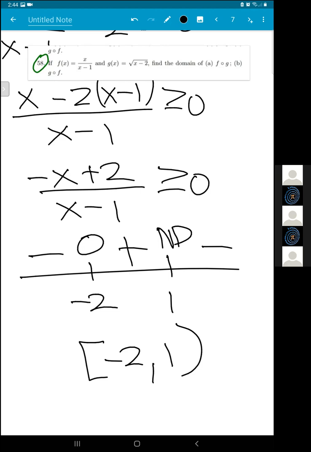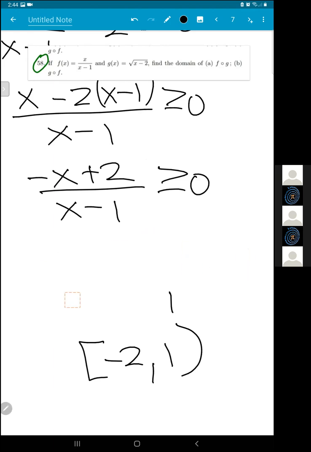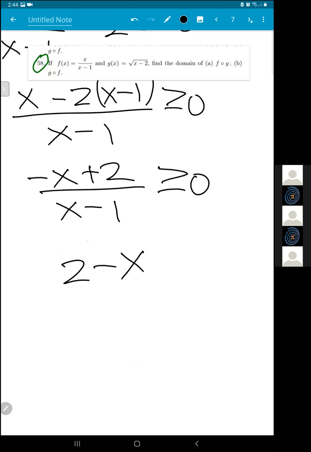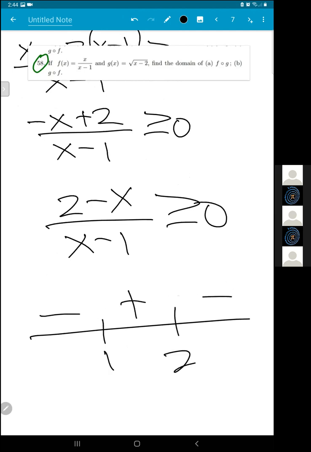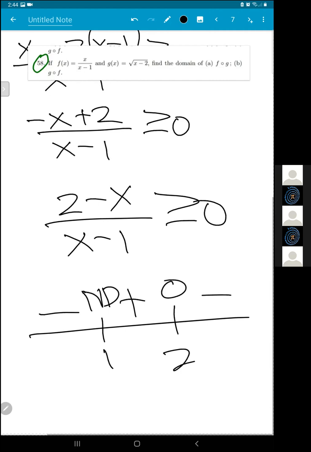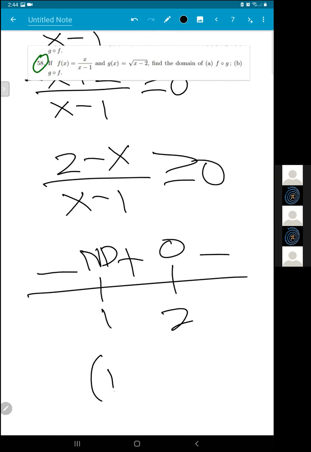Sir, saan ulit pa nakuha yung negative 2? Dito. Sorry, 2 minus x pala. I'm wrong. Okay, thank you for that. 2 minus x pala to. So kung ulitin ko, 1, 2 pala, no? 1, 2. And the 0. So it should be 1, open, 2.